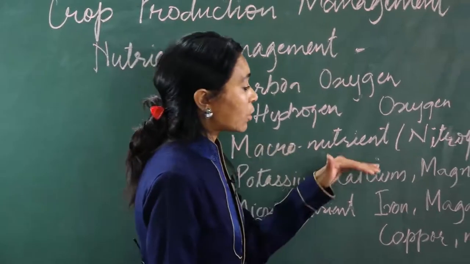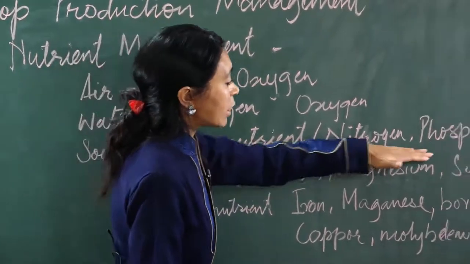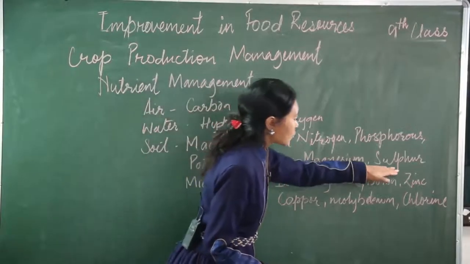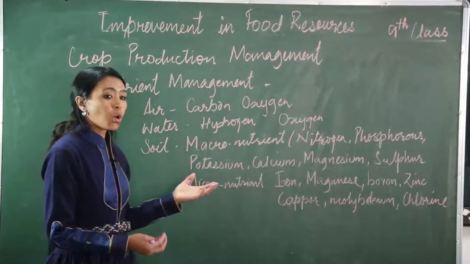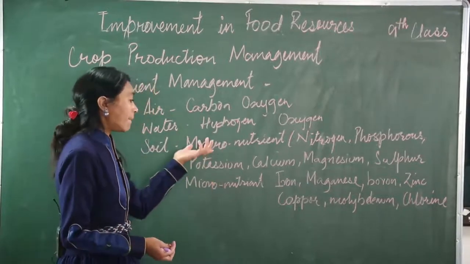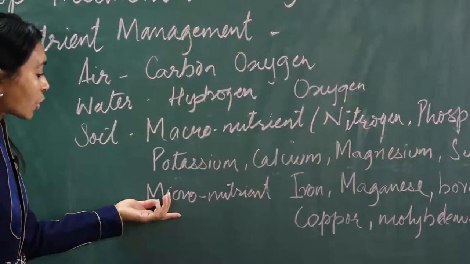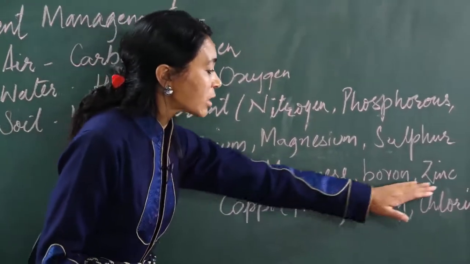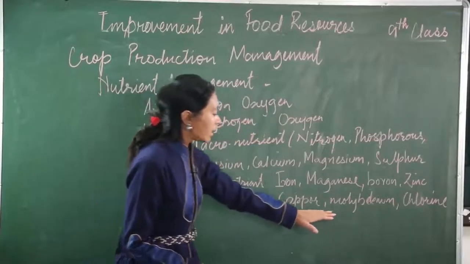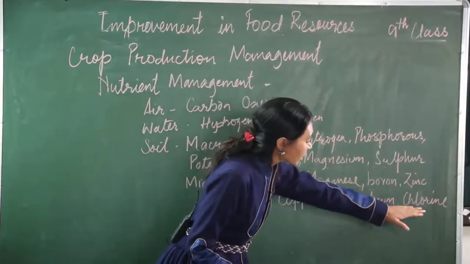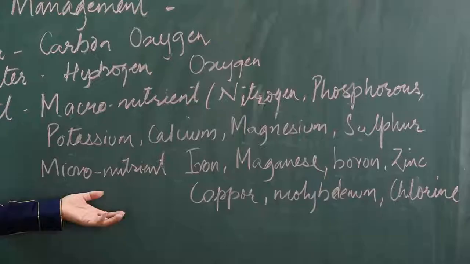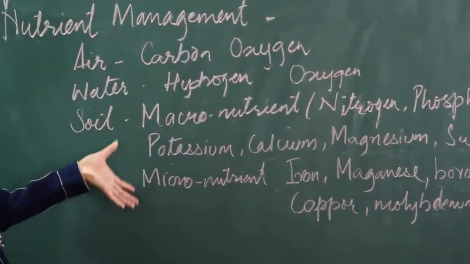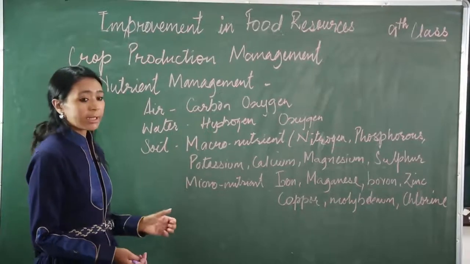Crops need nitrogen, phosphorus, potassium, calcium, magnesium and sulfur. They want these in a large, abundant quantity, so these are macros. Micros are iron, manganese, boron, zinc, copper, molybdenum and chlorine. They need these in a less quantity. So we have divided it into two major nutrient groups.